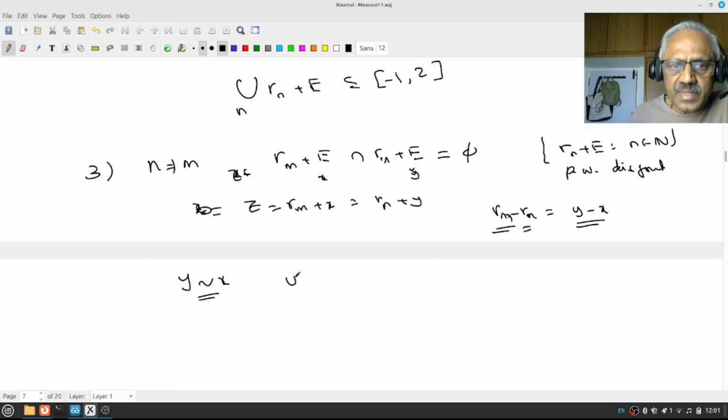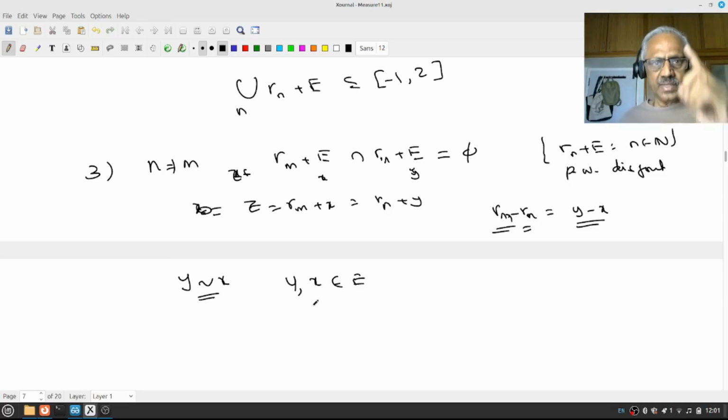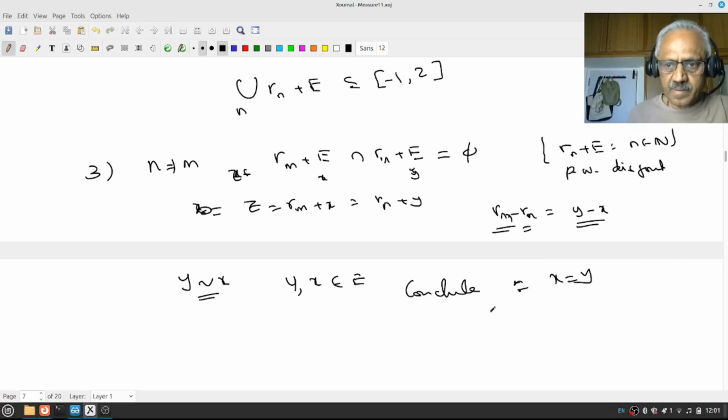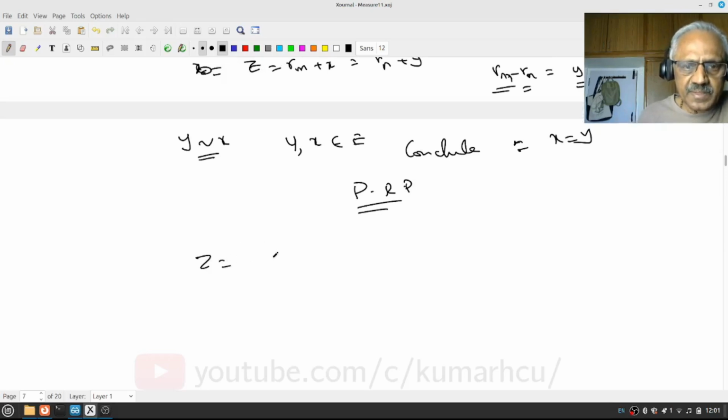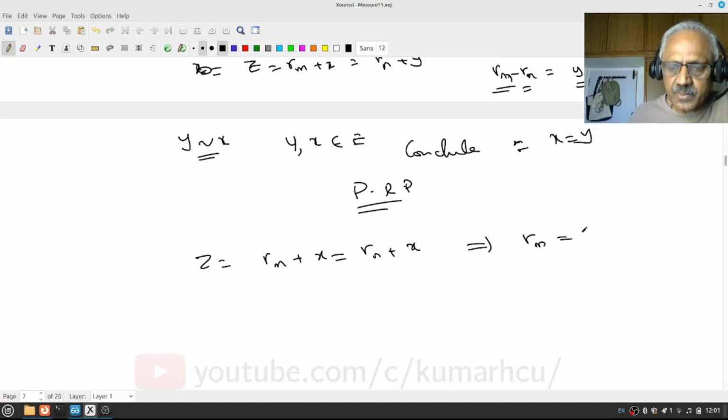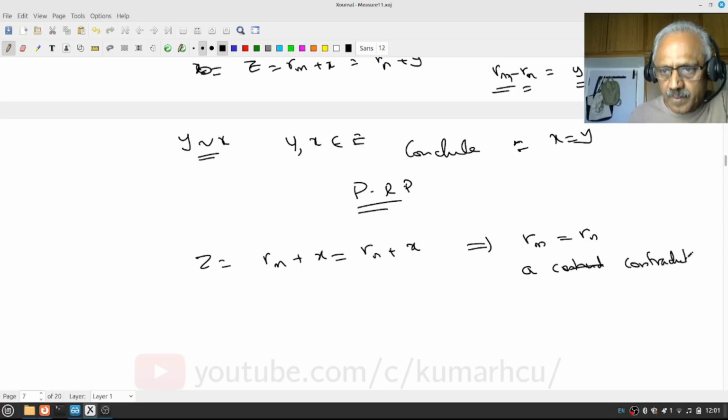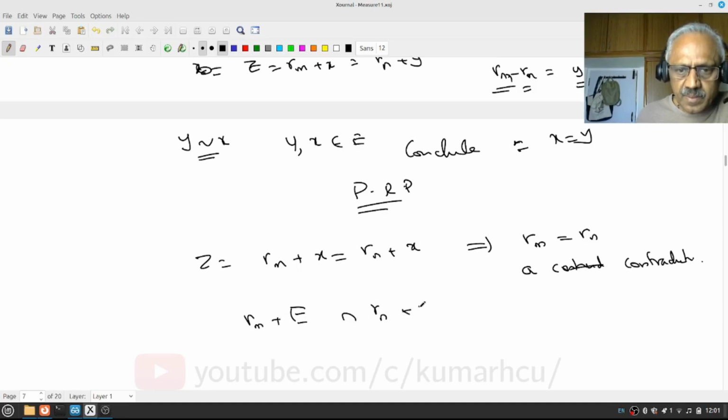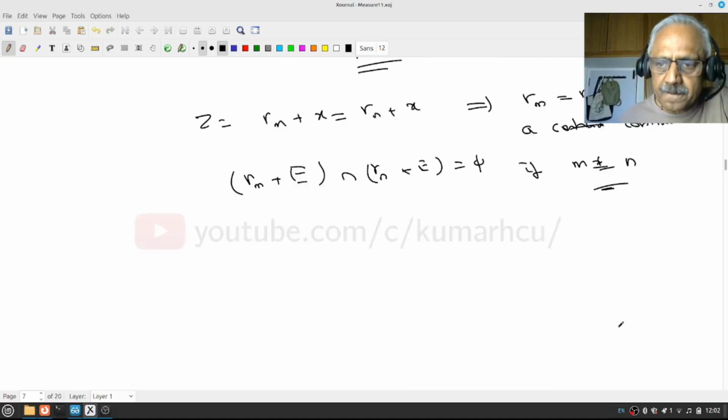Okay, but remember, where are they? y and x are in E, and y and x belong to the same equivalence class, but E has only one unique element from each of the equivalence classes. Therefore, we conclude x equals y. Make sure you understand this. Therefore, my z is Rm plus x equals Rn plus x. This implies Rm equals Rn. Okay, this is a contradiction. So, therefore, we conclude the intersection of Rm plus E and Rn plus E is empty if m is not equal to n. Right?